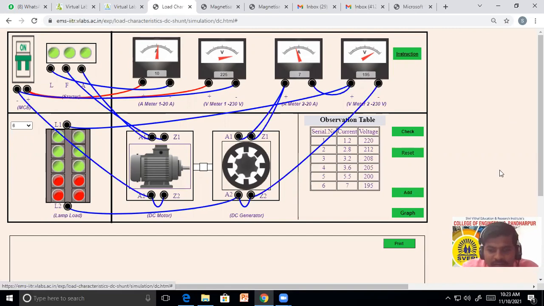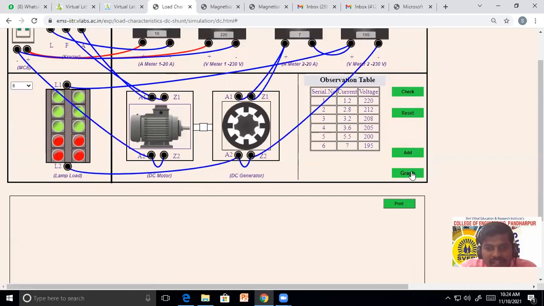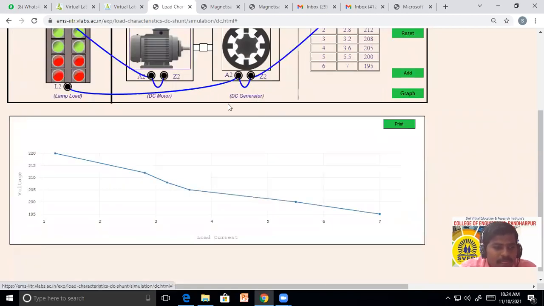Okay, now see, this reading or observation table can be taken. Just take a screenshot of that. Screenshot घ्या तुम्हाला observation लिहिण्यासाठी and plot a graph. Okay, graph plot करायचंय. So for plotting a graph, click on the graph button. Okay, see, this is the graph.